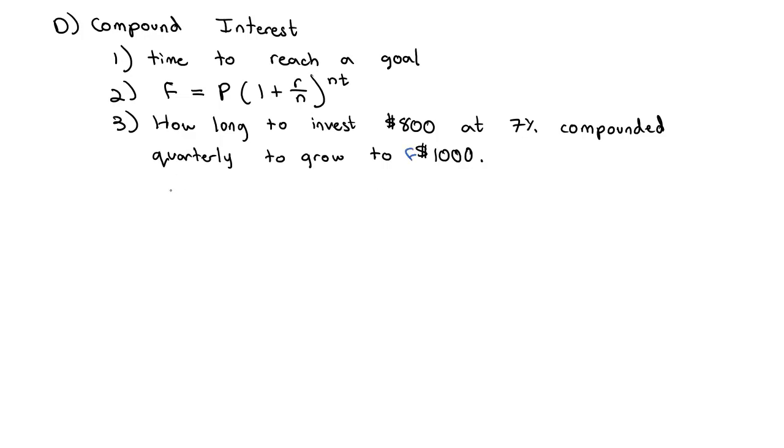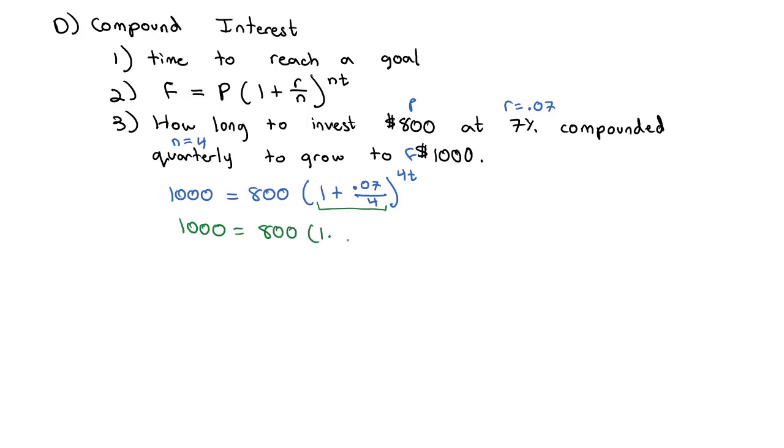Well, the future value is still $1,000. The present value is still $800 times 1 plus the interest rate, which is always written as a decimal, 0.07, divided by the number of compounds in a year. Quarterly means that it compounds 4 times per year, every quarter. So we'll divide by 4, raised to the 4 times t power. I'm going to simplify the problem a bit by doing the parentheses here. So we've got 1,000 equals 800 times, when I put this in my calculator, 1.0175 to the 4t.